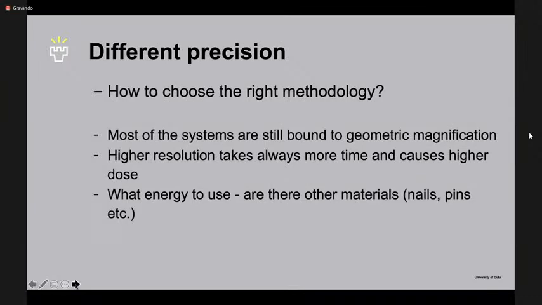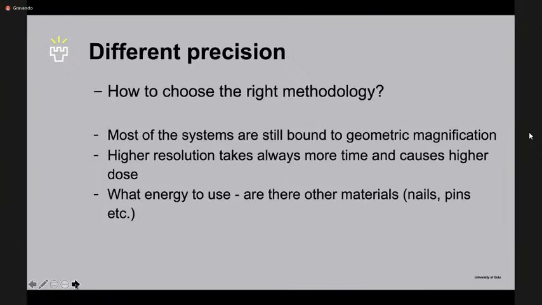Also, there are further details you want to gain if you want to image fibers. This higher resolution always takes more time and causes a higher radiation dose on the samples, and especially if we are talking about samples related to cultural heritage, they are rare and should be protected.